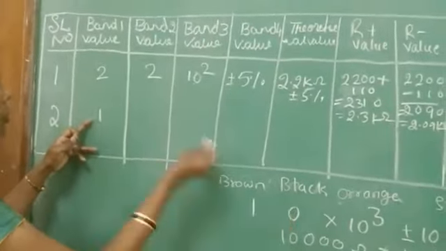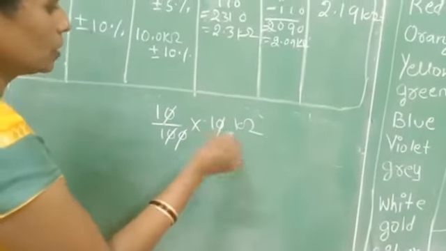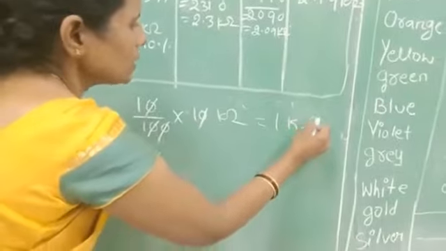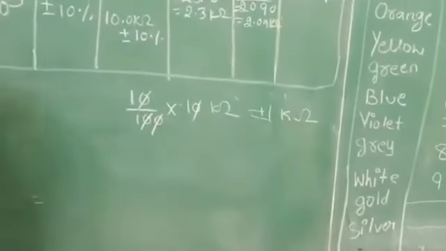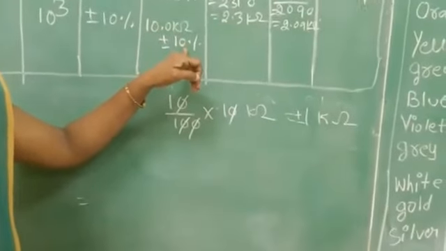Now we'll find the value we get for 10%, and we should add it to and subtract it from the true value. So now I will calculate for the tolerance band. It is 10%, 10 divided by 100 into the true value, which is 10 kilo ohm. So the answer is 1 kilo ohm. The true value is 10 kilo ohm, so the tolerance is plus or minus 1 kilo ohm.